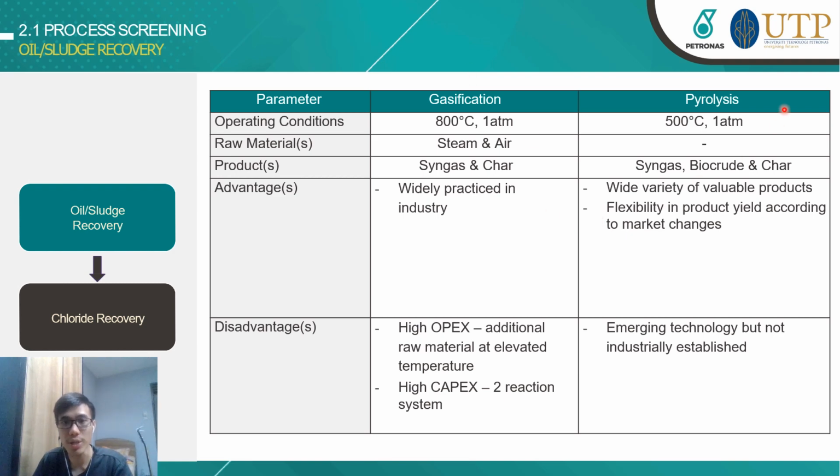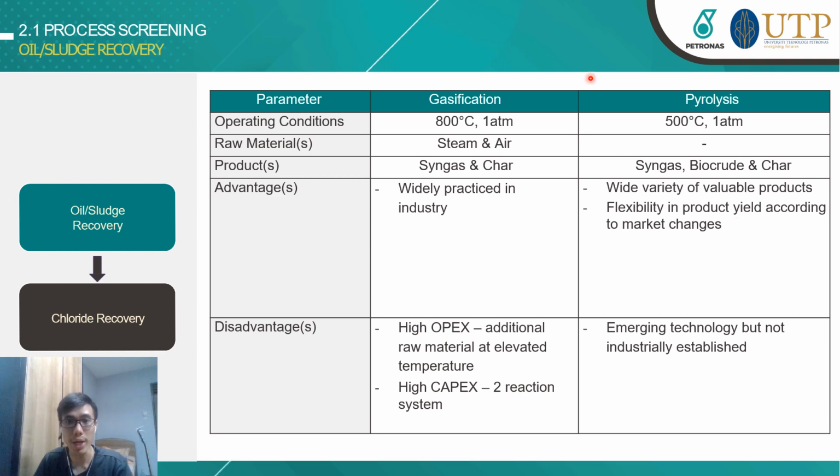Pyrolysis, on the other hand, does not require the addition of raw material in a reaction. The decomposition of oily sludge into syngas, biocrude, and char takes place at 500 degrees Celsius and 1 atm. The main advantages of pyrolysis include the formation of a wide variety of valuable products, and moreover, pyrolysis grants flexibility in the product yield following market changes, which can be done by altering the reaction temperature and residence time.